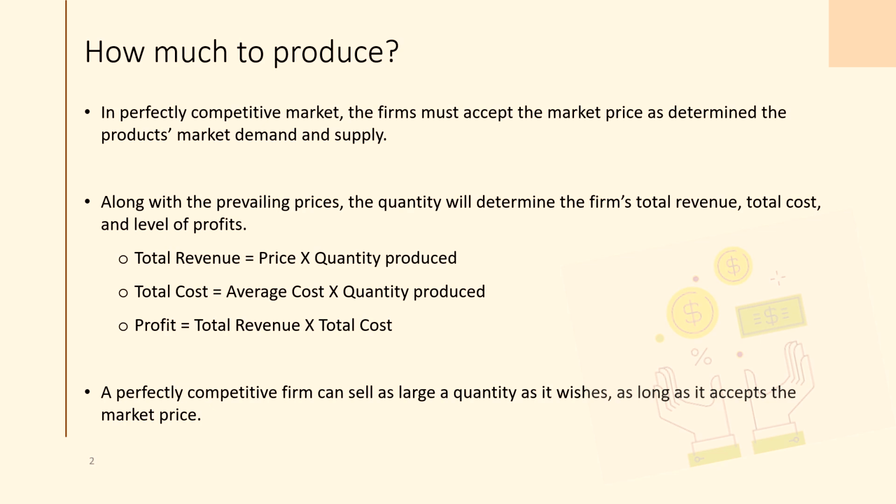The total cost is defined as total cost equals average cost multiplied by quantity. This reflects the total expenses of producing that level of output. Profit is defined as profit equals total revenue minus total cost. This is the key objective of the firm. The firm wants to choose the level of output that maximizes this difference.